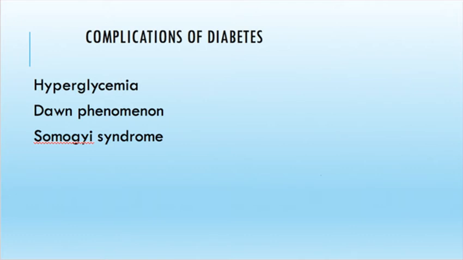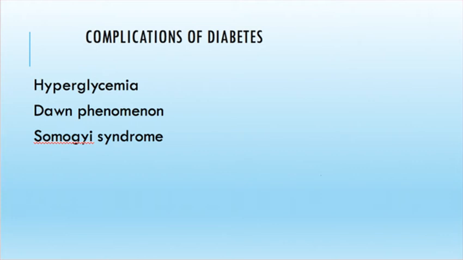Another term is the dawn phenomenon. With this one, you have a rise in glucose between 5 and 9 a.m. that is not because of hypoglycemia. They really don't know why it happens, but they think it has to do with nighttime increases in growth hormone. Right, so that's a good way to differentiate dawn versus Somogyi. Dawn, again, is not because of hypoglycemia.